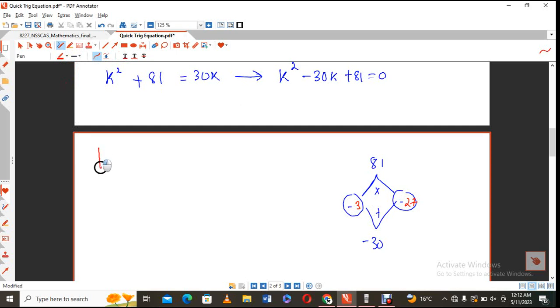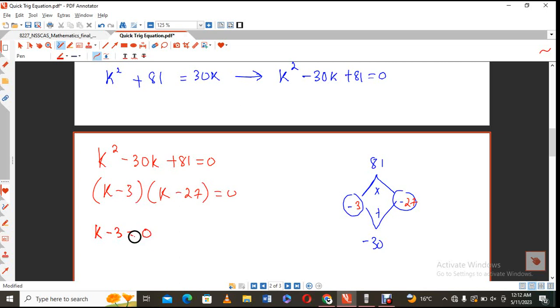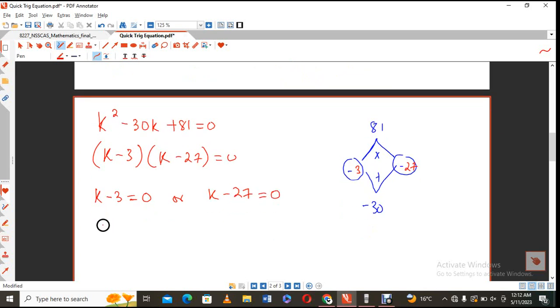Okay, here's the thing that perhaps I should just indicate. The coefficient of our leading term is 1, and if that is the case, I can immediately open the brackets, and there are two negative numbers, and one will be negative 3 and the other one will be negative 27. So whenever you multiply two numbers and you get an answer of 0, it implies that one or the other is equal to 0. Solving for k will give me that k is equal to 3 or k is equal to 27.